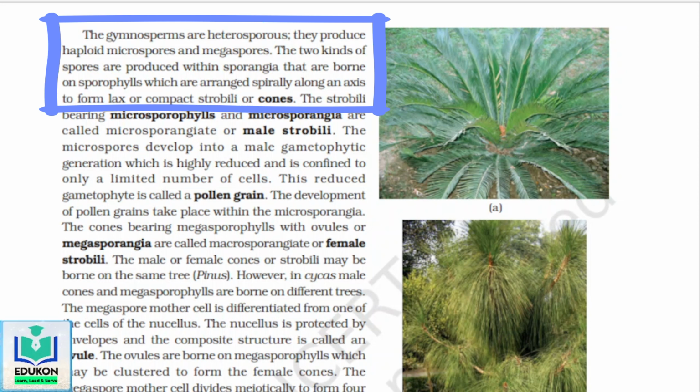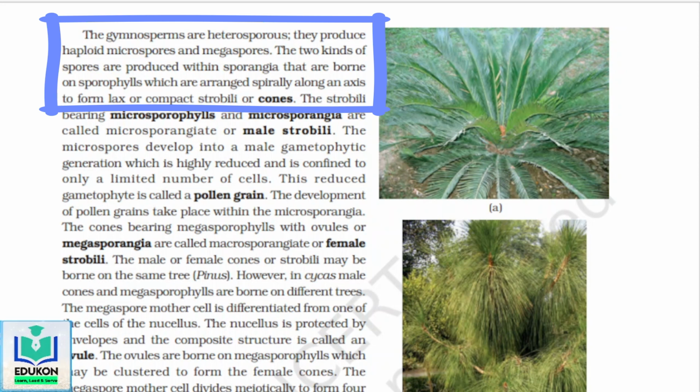The strobili or cones bearing microsporophylls and microsporangia are called microsporangiate or male strobili. The microspores develop into male gametophytic generation, which is highly reduced and is confined to only a limited number of cells. This reduced gametophyte is called a pollen grain.